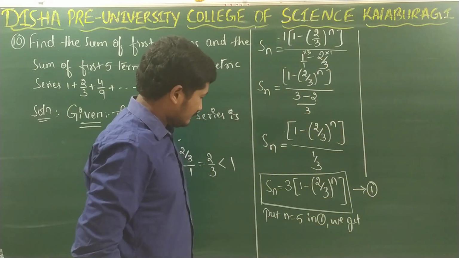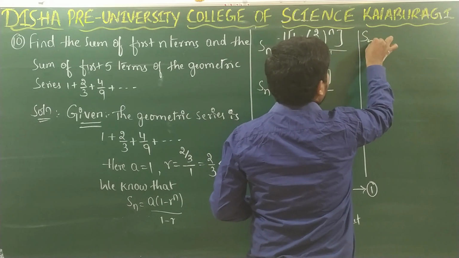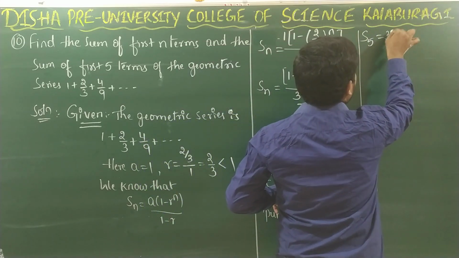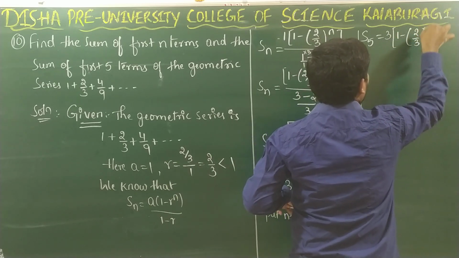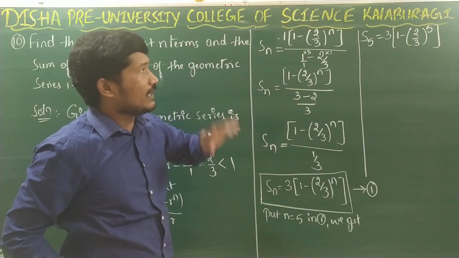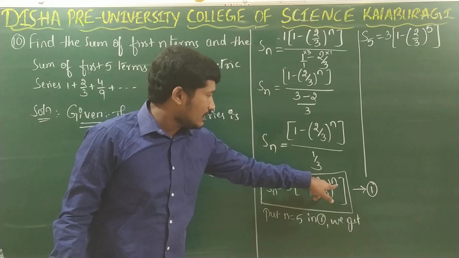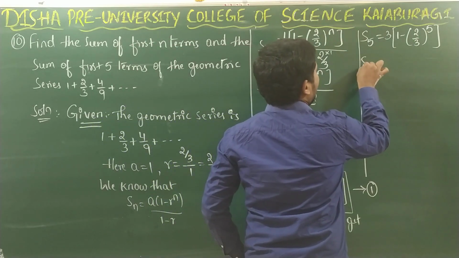See here. S5 is equal to 3 into 1 minus 2 divided by 3 whole power 5. Why? Because I am taking the value of n as 5. I am substituting it. S5 and here also it will be 5. Next, let us simplify that.